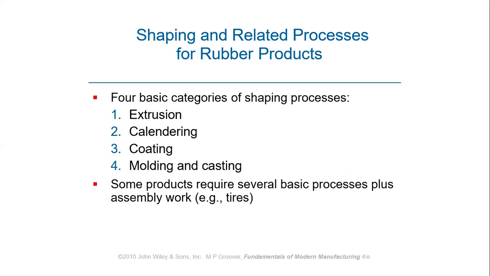And the shaping and related processes for rubber products include extrusion, calendering, coating, molding, and casting. Four basic categories of shaping processes are available. For example, extrusion is kind of similar to plastic extrusion. Calendering, we have also studied that. Coating is also similar to thermoplastic or thermosetting plastic manufacturing. Molding and casting are also similar to that. And some products require several basic processes plus assembly work. For example, if you want to manufacture a tire, there are several processes involved. We'll look into that.